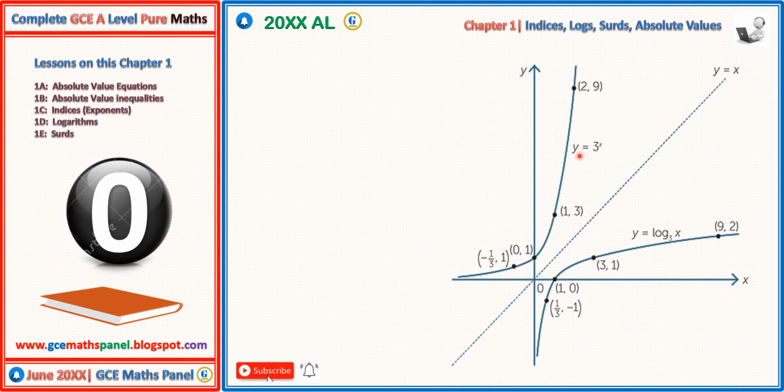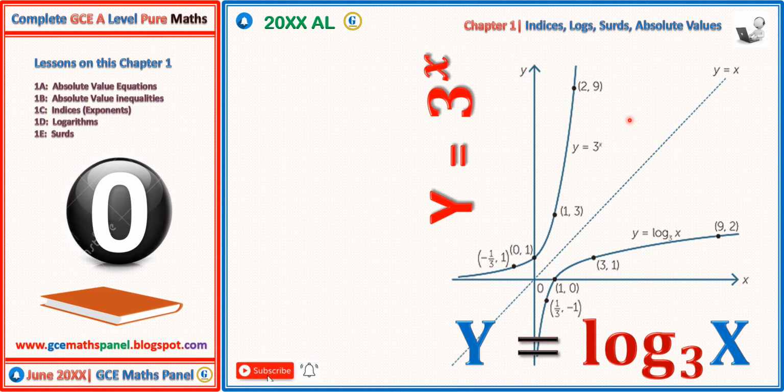Now we're discussing how we can obtain the graph of y equals 3 to the power x from y equals log x base 3, and vice versa. So for logarithmic and exponential functions, when you convert to the other form, to obtain the graph of the other one, we just reflect along the line y equals x. So this is the graph of y equals 3 to the power x, and this is the one of y equals log x base 3.